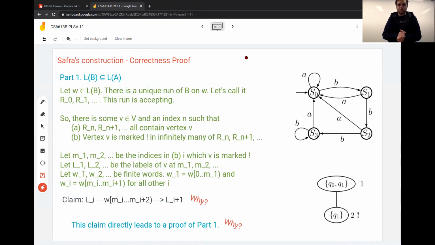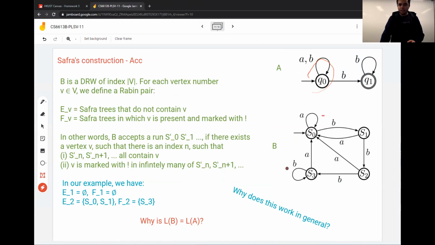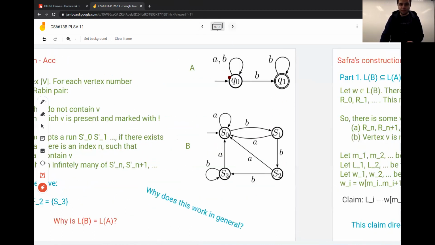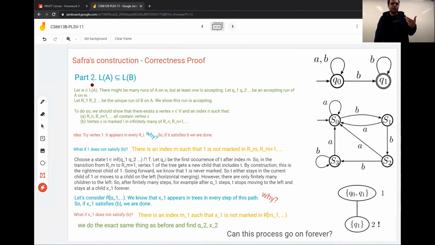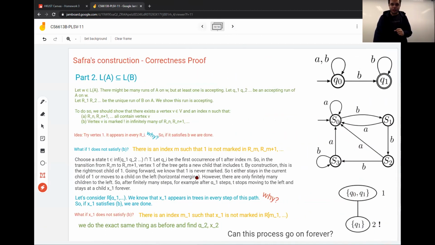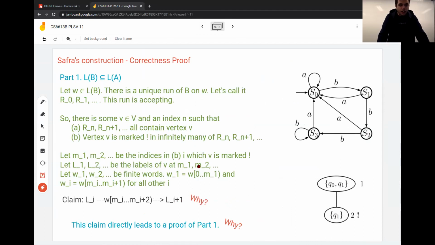Okay, so let's prove that this is actually a correct construction. So we have 2 different automata. We have A, which was our initial automaton, and B, which is our output automaton, and we want to show that their languages are the same. Well, obviously, we start by showing that the language of B is a subset of the language of A, and then we prove that the language of A is a subset of the language of B. Okay, let's do the first one. I want to prove that the language of B, the language of my final automaton, is a subset of the language of my initial automaton A.